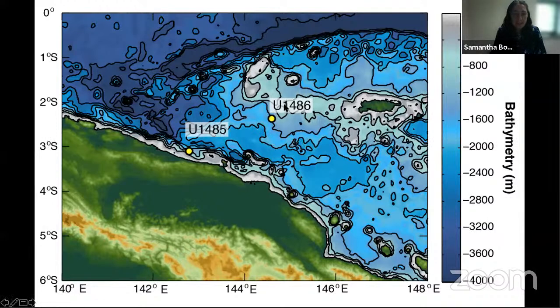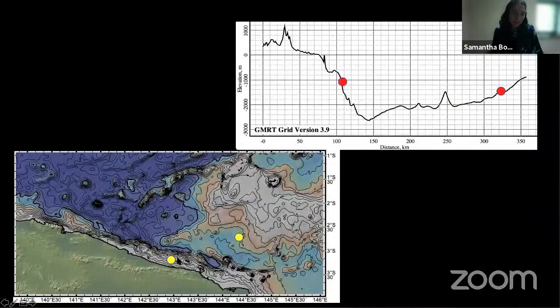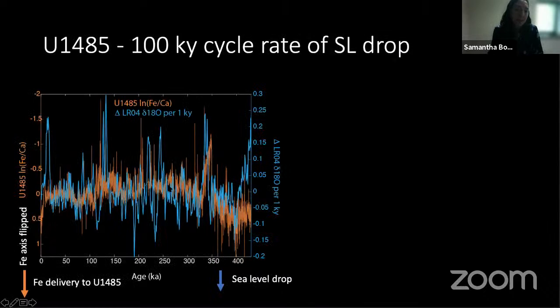So to dig a little bit deeper into this, we can compare our site 1486, which is further offshore, to site 1485, which is right here on the slope. To give you a little bit better perspective, these are those two sites, 1485 and 1486. And you can see 85 is right on the slope off the shelf, and 86 is further offshore here. All right, so we'll look at the record.